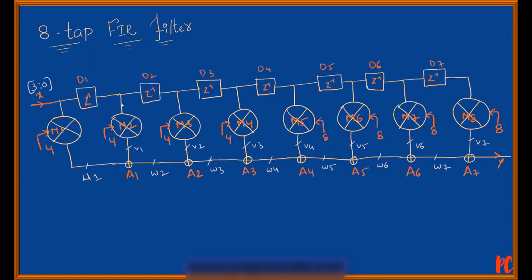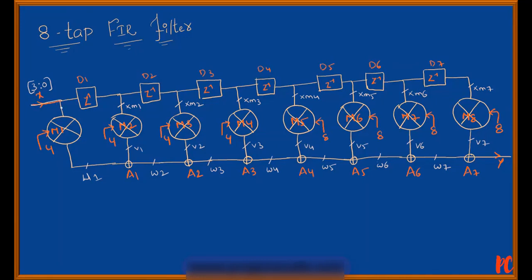Similarly, let me name these wires as XM1. These are important for me. This will define my program. If I need to understand my program, this understanding is compulsory. XM2, XM3, XM4, XM5, XM6 and XM7.